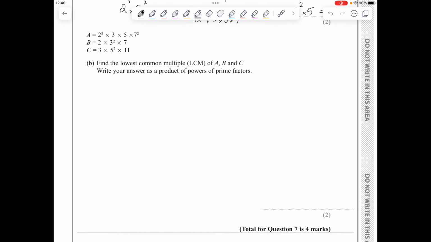For part B, to find the lowest common multiple of these three numbers, I'll just find the product of all the prime numbers that appear in these three numbers and raise to the power of the highest power. So I get 2 to the power of 3 times 3 to the power of 2 times 5 to the power of 2 times 7 to the power of 2 times 11 to the power of 1. And I'm going to leave my answer like this.